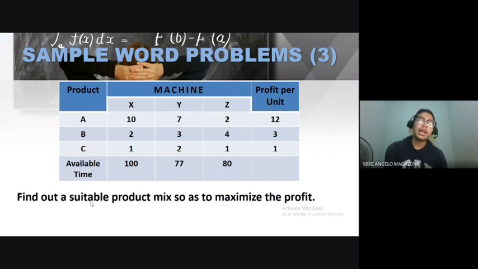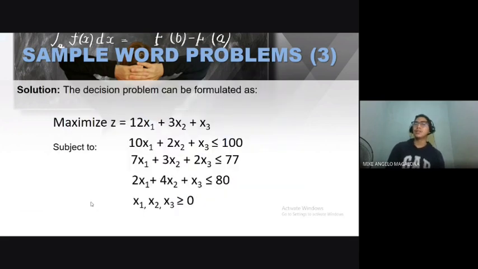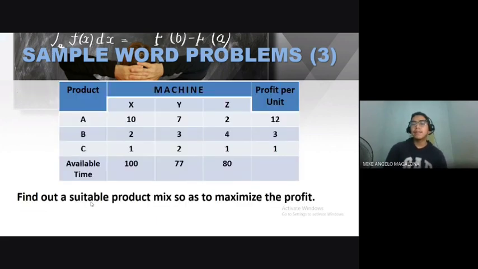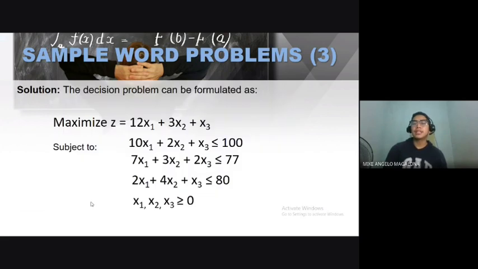And the available time for each machine is: for machine X, it has 100, machine Y has 77, and 80 for machine Z. Our question for today is: find out a suitable product mix so as to maximize the profit. Our solution for this problem is: the decision problem can be formulated as maximize Z equals 12x sub 1 plus 3x sub 2 plus x sub 3.